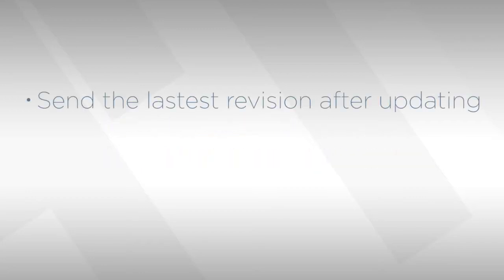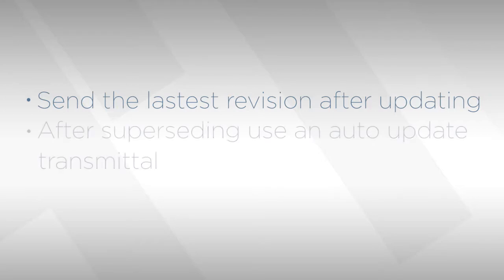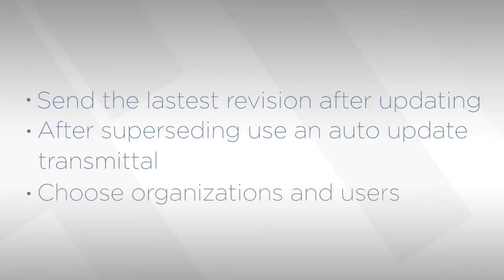Today I want to talk to you about the Auto Update Transmittal feature in Aconex. When you update documents in your register, you want to be sure that previous recipients of these documents can also get access to the new revisions. After you've superseded a document, use an Auto Update Transmittal to send this latest revision. You'll see a list of organizations and users who've received previous revisions, and you can choose to exclude some of them from receiving this update if you need to.